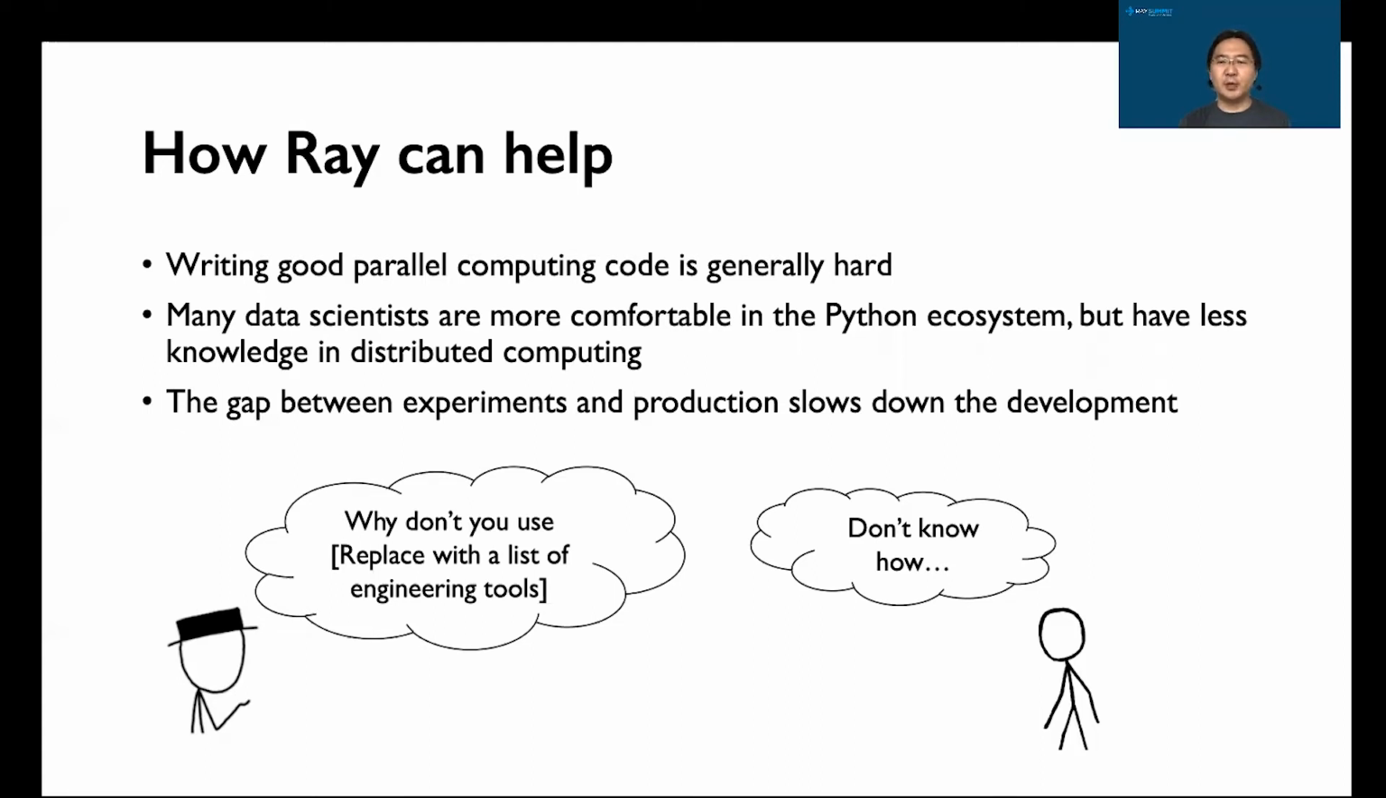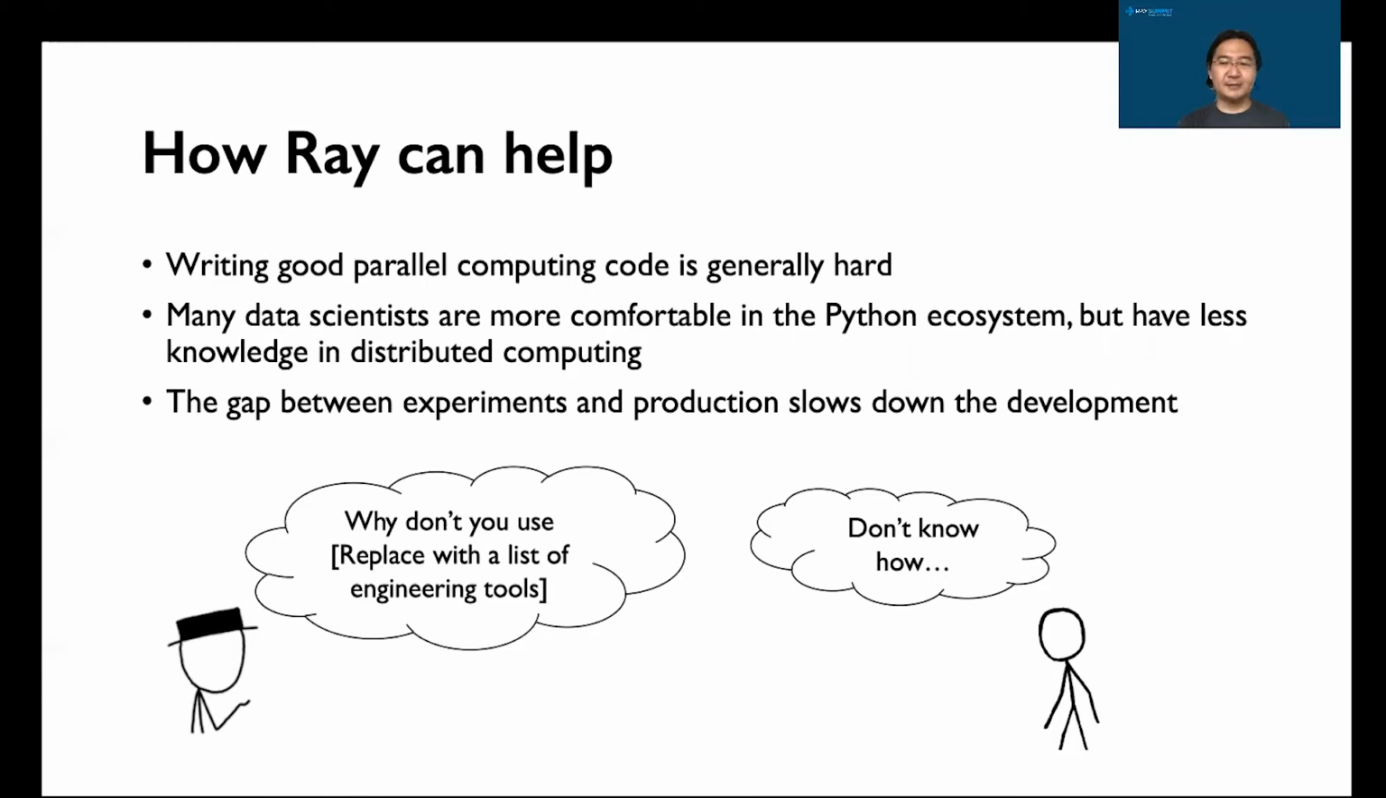But that doesn't really apply for a lot of data scientists who are from a more science background, for example, bio, chemistry, physics, and math. A lot of people I have seen here are actually very comfortable in the Python ecosystem. They know how to do these analyses. They have advanced statistical knowledge, but the problem is they have less knowledge in distributed computing.